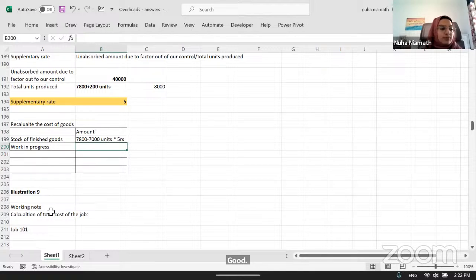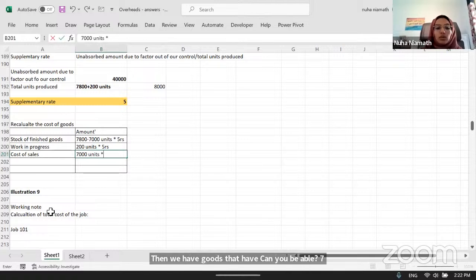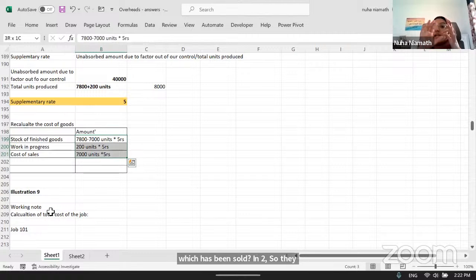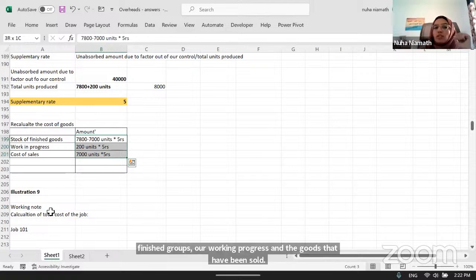That will be 200 units into ₹5. Then we have goods that have been sold. That will be our 7,000 units which have been sold into ₹5. So we have inflated our finished goods, our work in progress, and the goods that have been sold. All these three components have been inflated by a supplementary rate of ₹5.